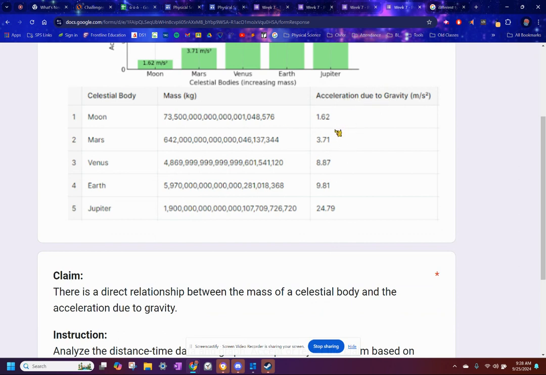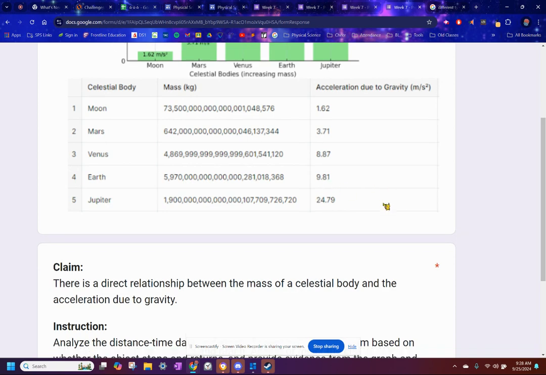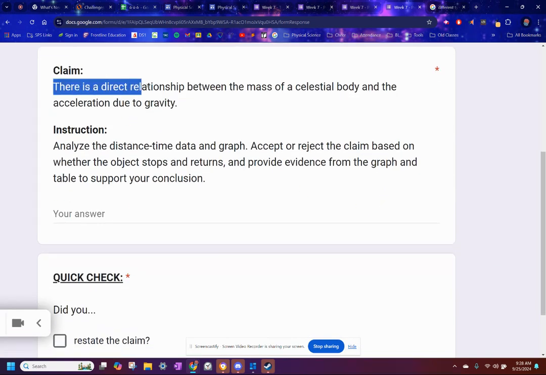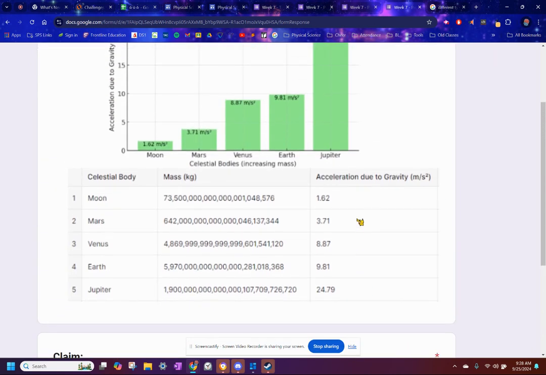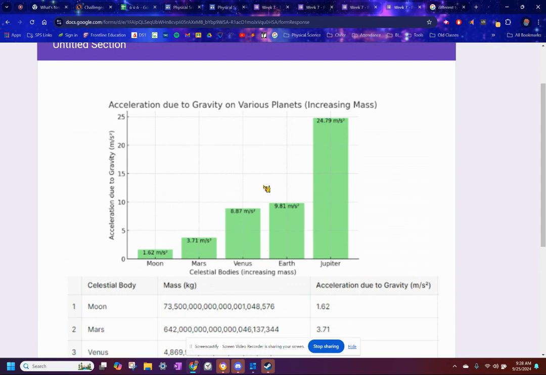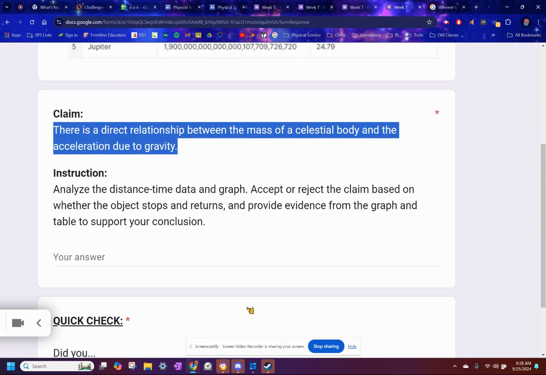So how fast you'd accelerate if you were to, say, jump out of a spaceship on the moon, you'd fall pretty slow. But on Jupiter, you'd be flying. You'd be moving over twice as fast as on Earth. So there's a direct relationship between mass and acceleration due to gravity. Direct relationship means the line is going up. It looks like we are going up, but is that between mass and acceleration due to gravity? Yeah. So looks like that claim is right.